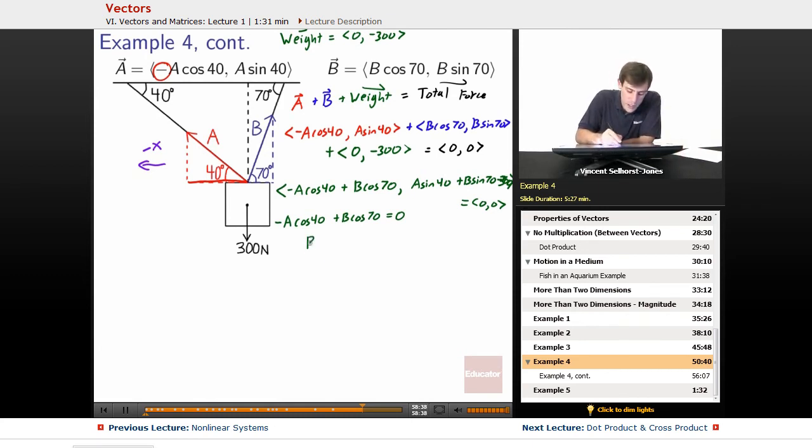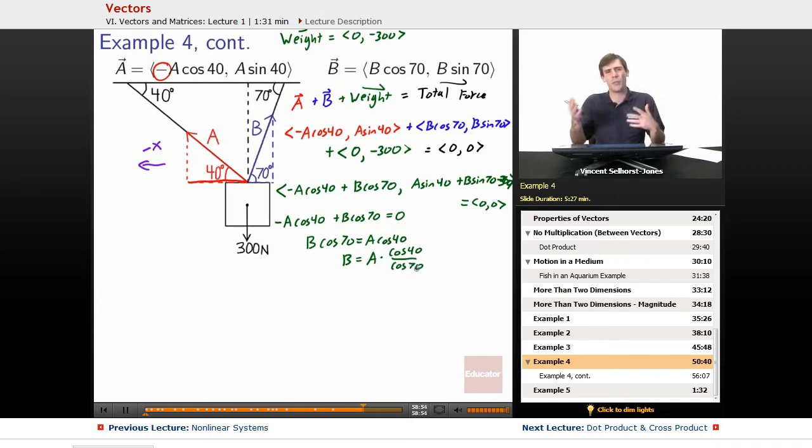So we can get B on its lonesome, or A on its lonesome, and then plug that into the other one. So let's solve for that first. B cosine 70 equals A cosine 40. So at this point we see that B is equal to A times cosine 40 over cosine 70. We can plug that into a calculator right now and get some number out of it, but then we have to write all these decimals, so we can just leave it like that for now.